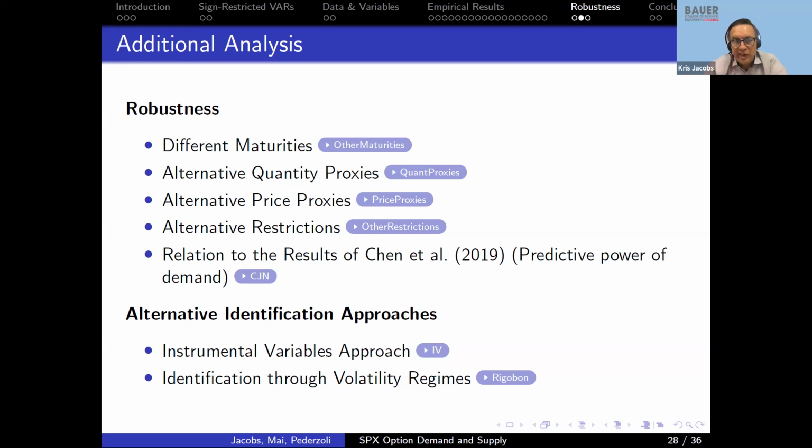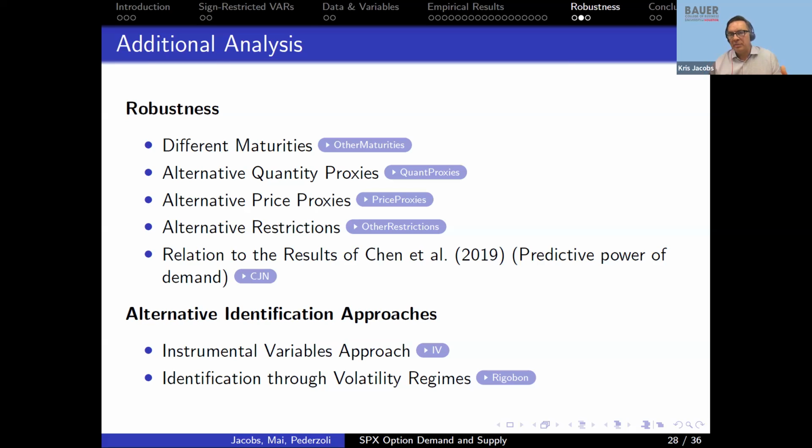Dimitri has used one of them in one of his papers, which is instrumental variables. So what we do in the paper is we replicate with our data what happens if you use instrumental variables. And then the other approach is something that people sometimes refer to as the Rigobon approach. The Rigobon approach is what's used in the Chen et al. paper. It's also a very intuitive approach where you basically do exactly what we're doing: you try to identify periods where demand and supply interact in different ways through volatility regimes.